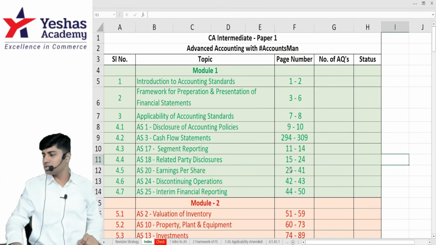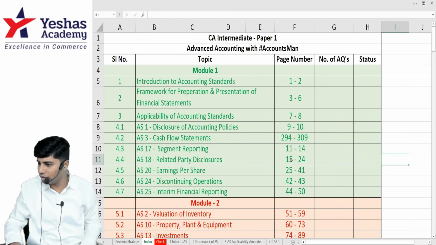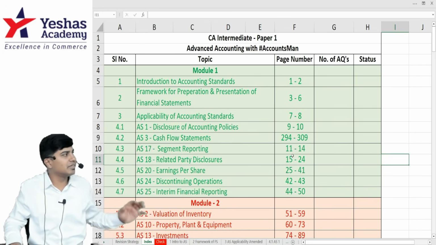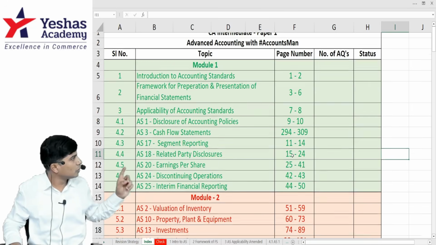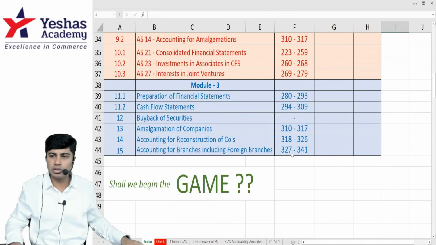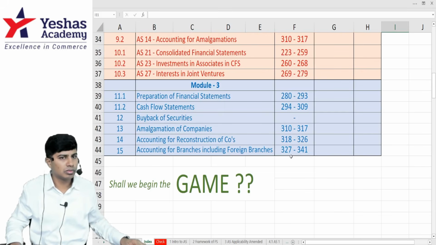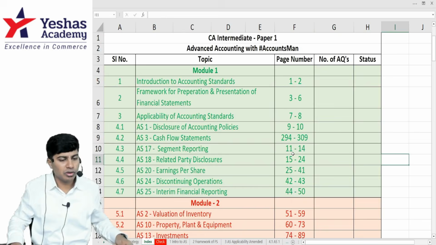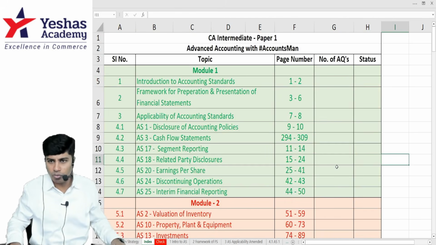The entire syllabus, which is issued by the Institute of Chartered Accountants of India for CA Intermediate, is divided into three modules. Module 1, I have given in green color. Module 2 is in red, and Module 3 is in blue. Can we begin? Very good. Now today let's start with Module 1.